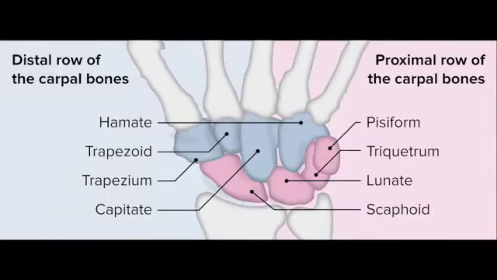To remember the wrist bones, think of this acronym. So long to pinky, here comes the thumb. Scaphoid, lunate, triquetrum, pisiform, hamate, capitate, trapezoid, trapezium.